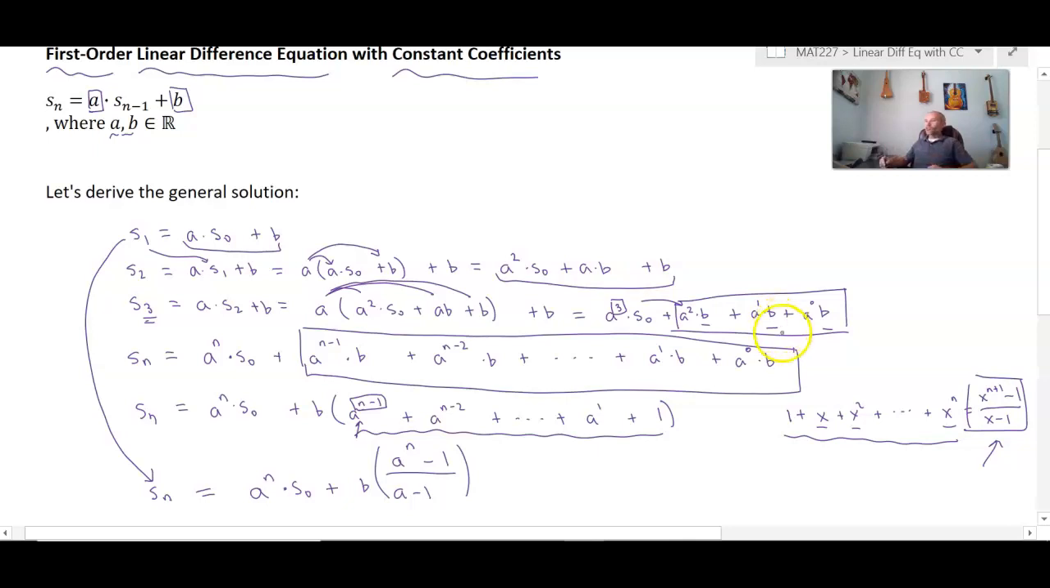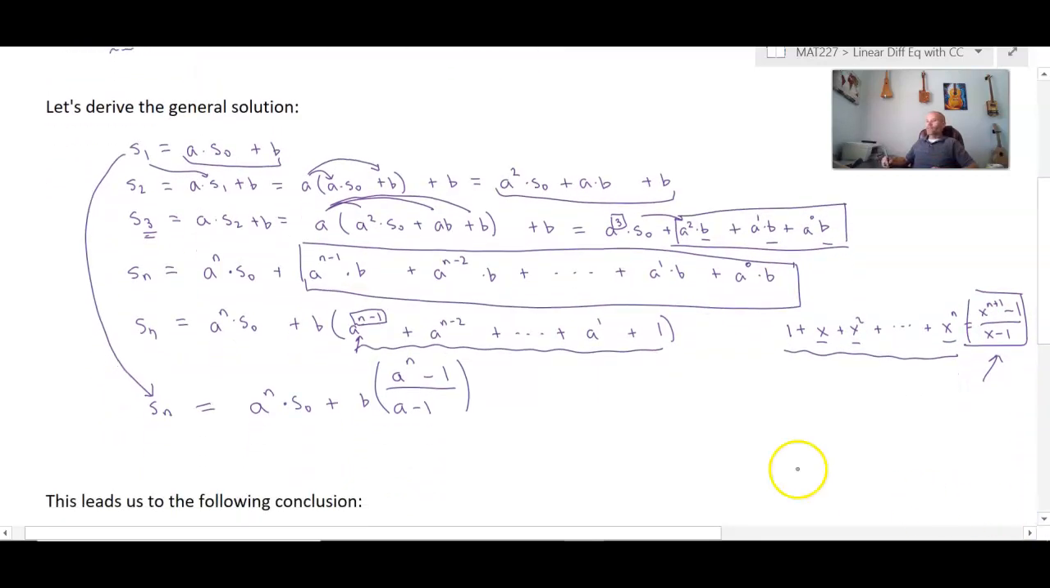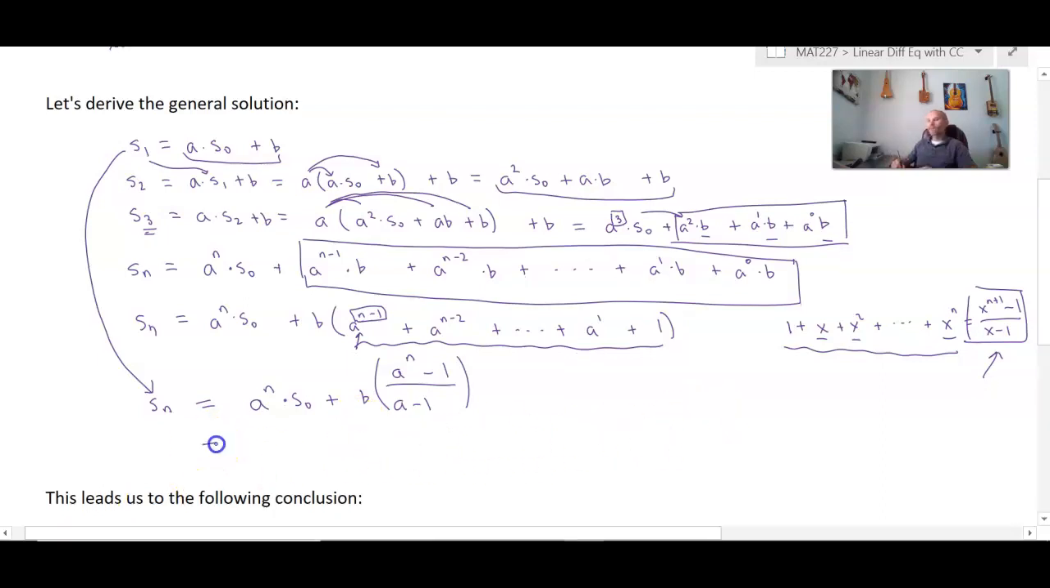Now we can just do a little bit of cleanup work on this. If I do some distribution, this is going to equal a to the n times s naught. Now I'll distribute the b into the numerator, so I'll make this plus b over a minus 1 times a to the n. That's just multiplication of that term. And I'll distribute it here as well, so I'll have minus b over a minus 1.